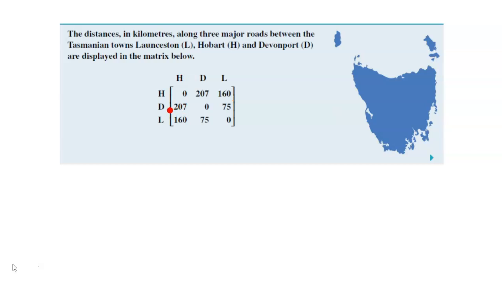From Hobart to Devonport, 207. From Devonport to Devonport, 0 kilometres because you're there. From Launceston to Devonport, 75 kilometres. From Hobart to Launceston, there's 160 kilometres. From Devonport to Launceston, there's 75. And from Launceston to Launceston, it's 0 kilometres.